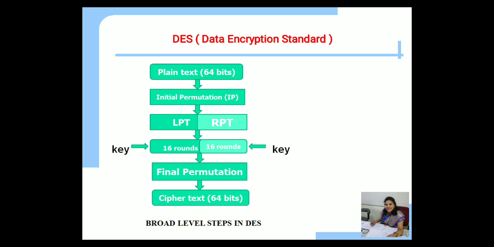We divide the plain text into two parts. So your plain text size is 64 bits, so your two parts will be of 32 bit each. So there will be left plain text of 32 bit and right plain text of 32 bit. After that, both LPT and RPT go to the 16 rounds by applying the 56 bit key. Then after those 16 rounds, both the LPT and RPT are rejoined and we perform one final permutation on it, and then we get the 64-bit ciphertext.